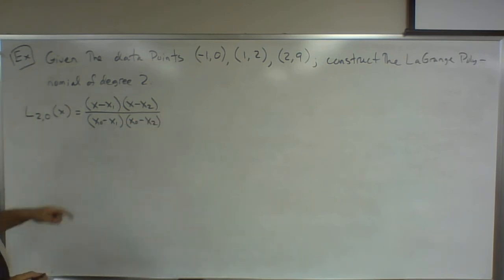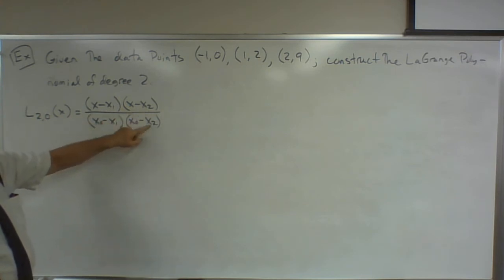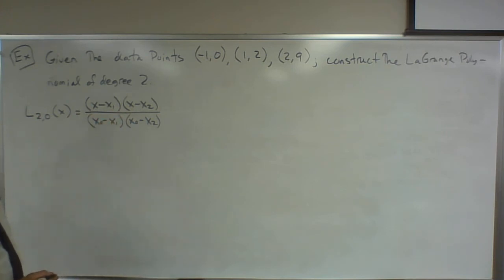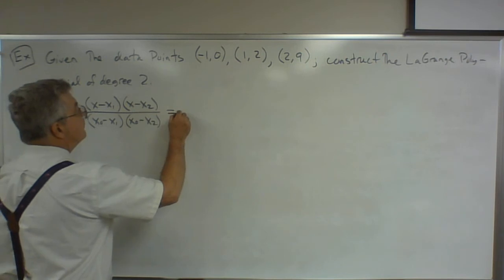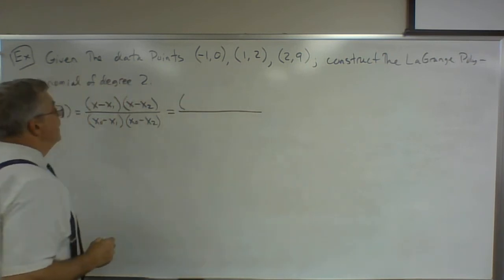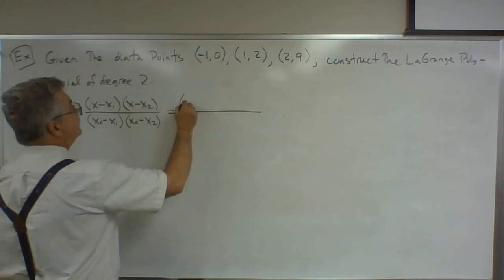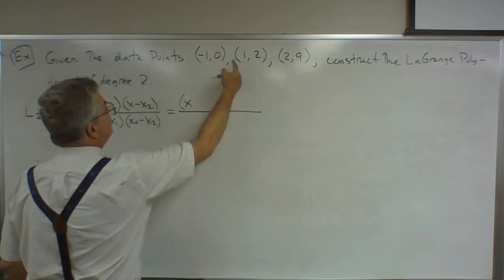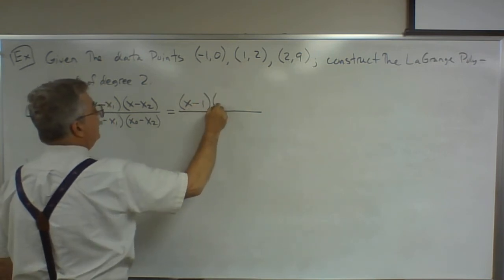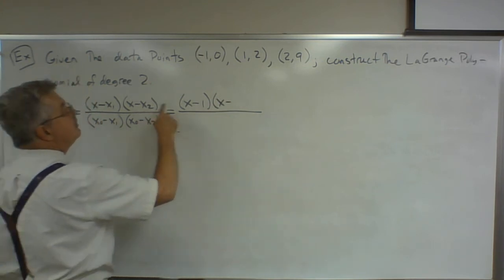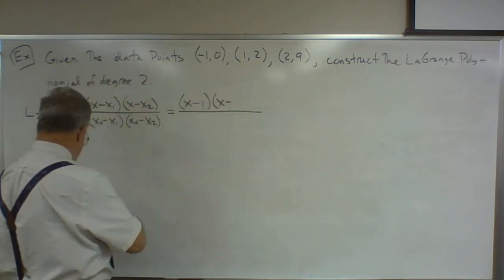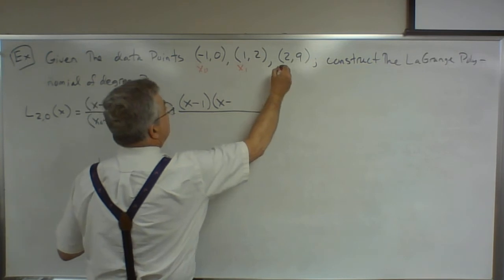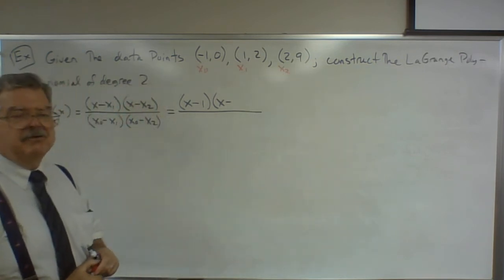Let's see, does that work? These are the same. These are the same. And up top, we're missing x minus x0. Yeah, I think we're good. So x minus x1, so x1 is 1. X minus x2, you know what, let me just write down x0, x1, x2, so that I don't do something stupid.